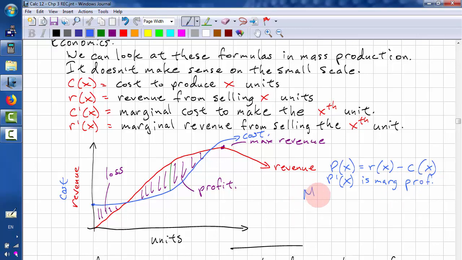And we maximize marginal profit when P double prime of X equals 0. So you can look at it as taking the derivative of the marginal profit or just the second derivative of profit.